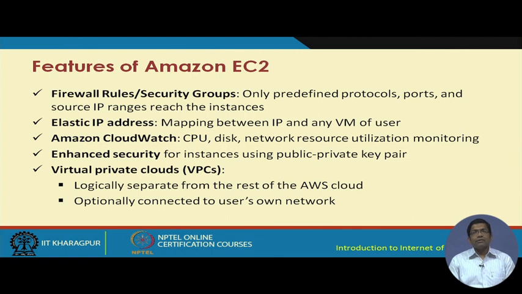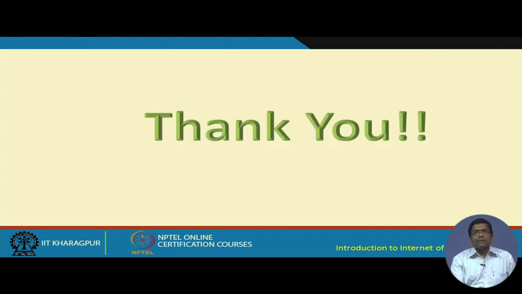Then you have the enhanced security mechanisms as features in EC2, and the last one that I would like to mention specifically is the availability of the feature for creation of virtual private clouds. This will logically separate the private cloud; it is sort of a virtual private cloud. So, I can install in my lab a virtual private cloud, which will be logically separated from the rest of the Amazon Web Services cloud, and this can optionally be connected to the user's own network.